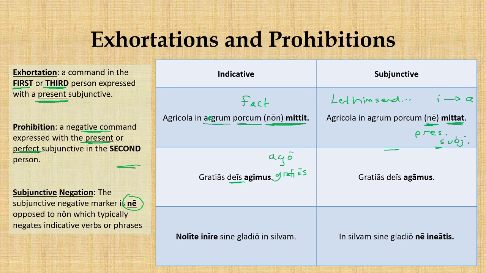And then in our subjunctive version, the exhortation, it is an exclamation or a command, or someone asking people to do this. Gratias deis agamus. Let us give thanks to the gods. I.e., all of you give thanks to the gods. So this is a first-person plural way of saying, hey, you group of people with me, let's all give thanks to the gods. So this is another example of how the subjunctive can work.